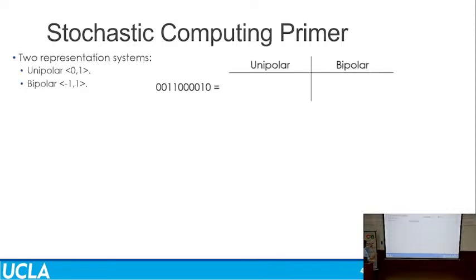So there are 2 forms of stochastic representations. One is bipolar, so it can represent both negative and positive numbers. The other is unipolar, which only represents positive numbers. What we use in most of our hardware is unipolar arithmetic. So if you want to do negative numbers, you basically flip the sign and do a second pass.